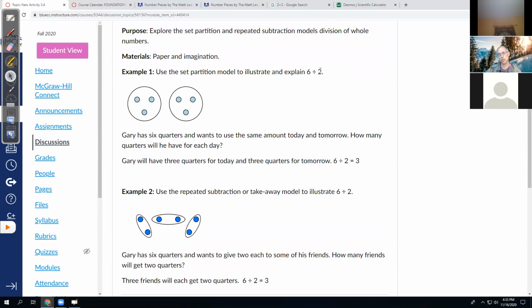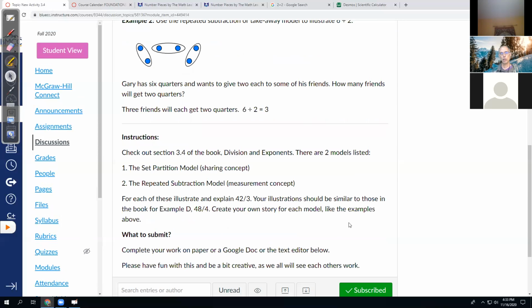I gave 2 examples for 6 divided by 2. In the book, they have a set partition example for 42 divided by 3. They have a repeated subtraction for what 42 divided by 3 looks like. What I want you to do is go with that, and create a story for 48 divided by 4. So you're going to have a set partition story for 48 divided by 4, and then you're also going to have a repeated subtraction story for 48 divided by 4.